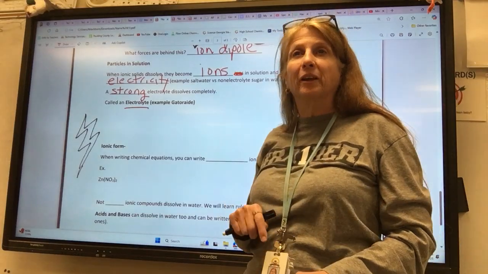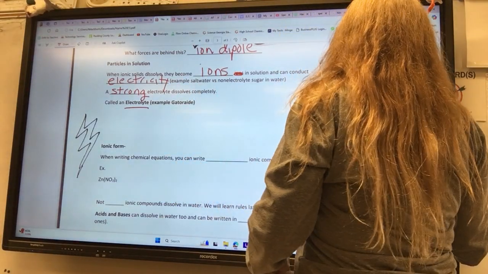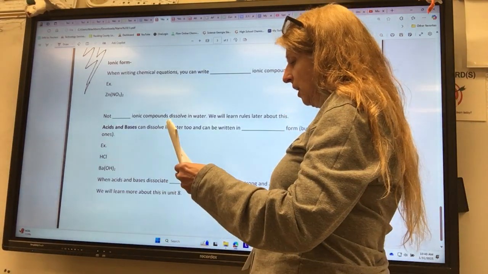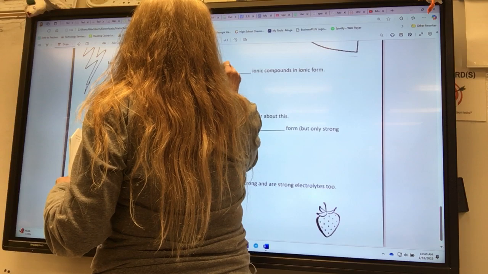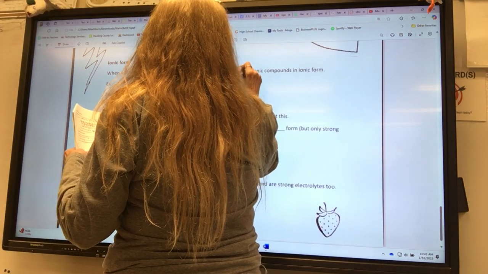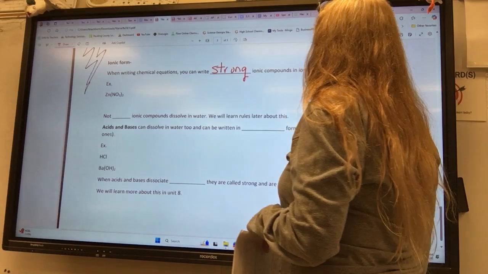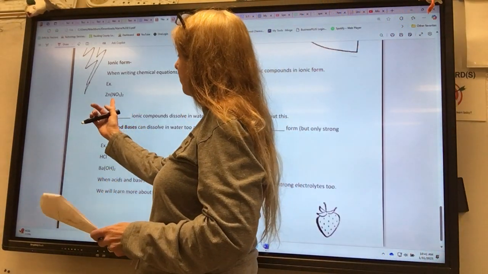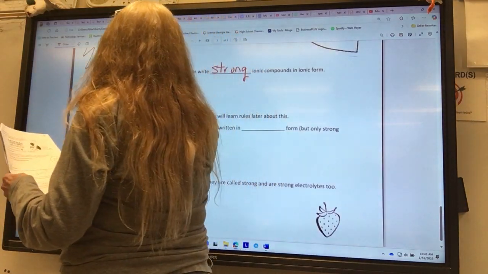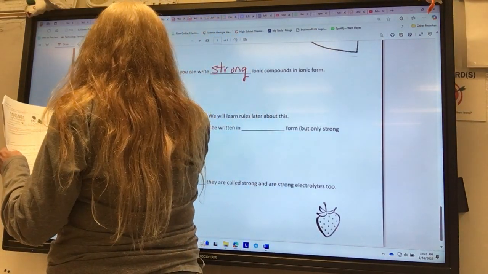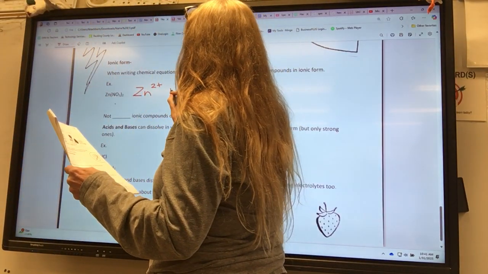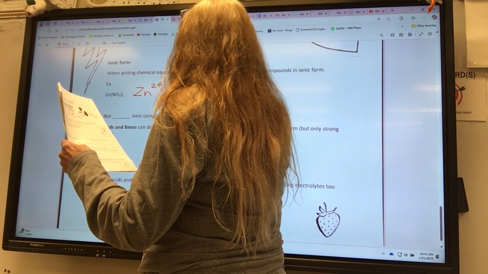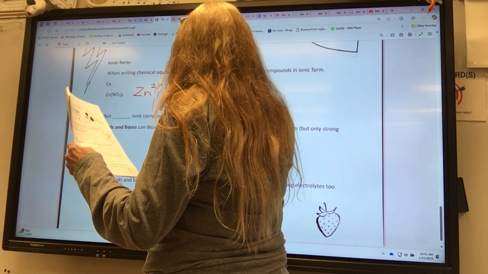Okay, so ionic form. This is another new thing for AP. All that was review except the mole fractions, right? Except this. Okay, so when writing chemical equations, if ionic compounds actually dissolve, you can write them in ionic form. So instead of writing this in our balanced chemical equation, you write this. You go ahead and write it as ions, because they are dissolved in water. If this is aqueous, we can write it like that.